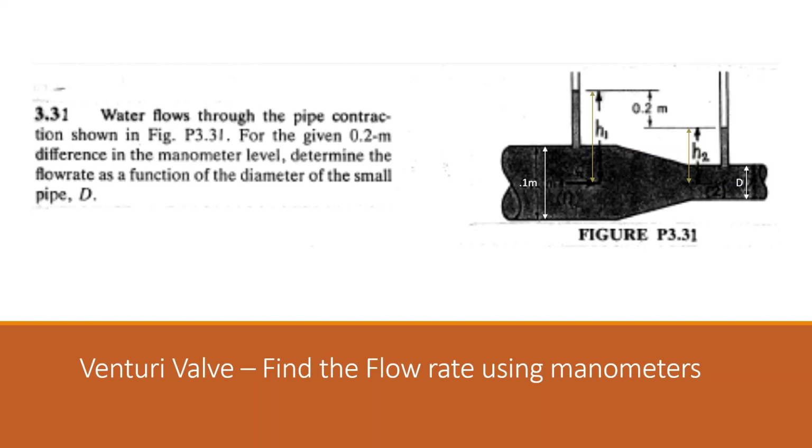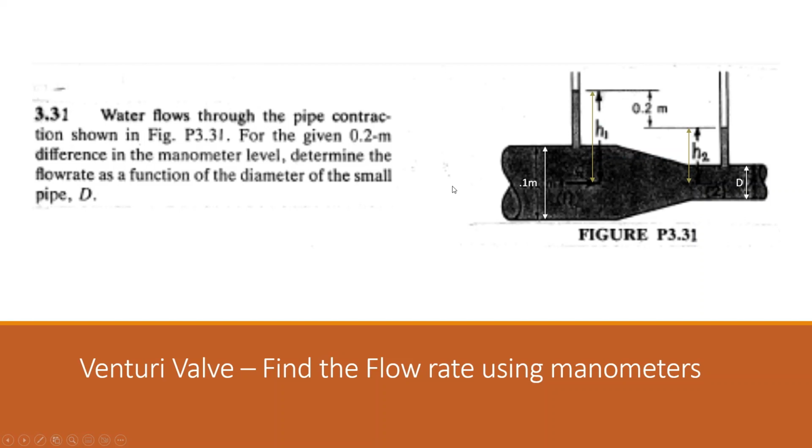But in essence, you are given this cross-section of a Venturi meter, right? So before is 0.1 meters, after is D. We want to figure out the flow rate through this Venturi meter as a function of the small diameter. We are also given the head difference between these two manometers of 0.2 meters, and we are told that water flows through the pipe. Okay?